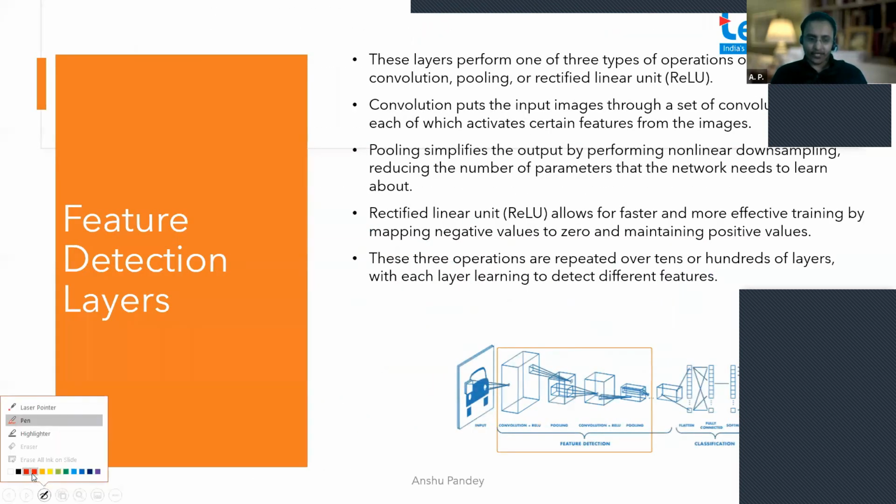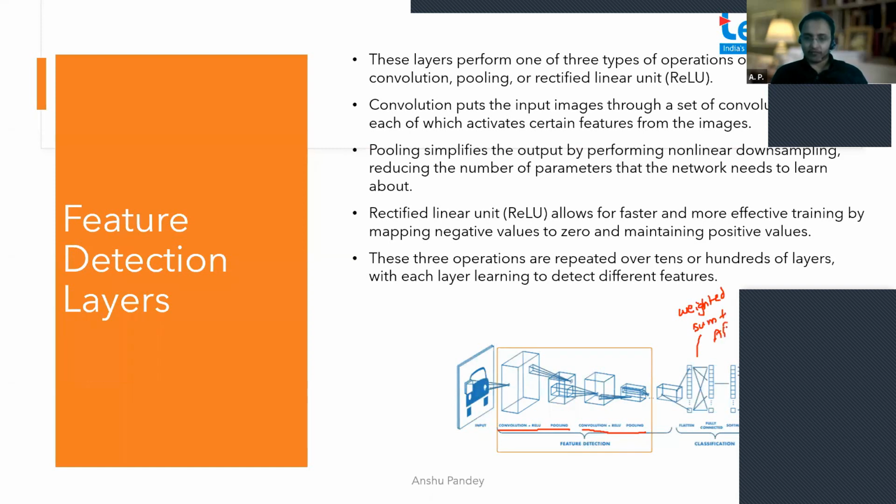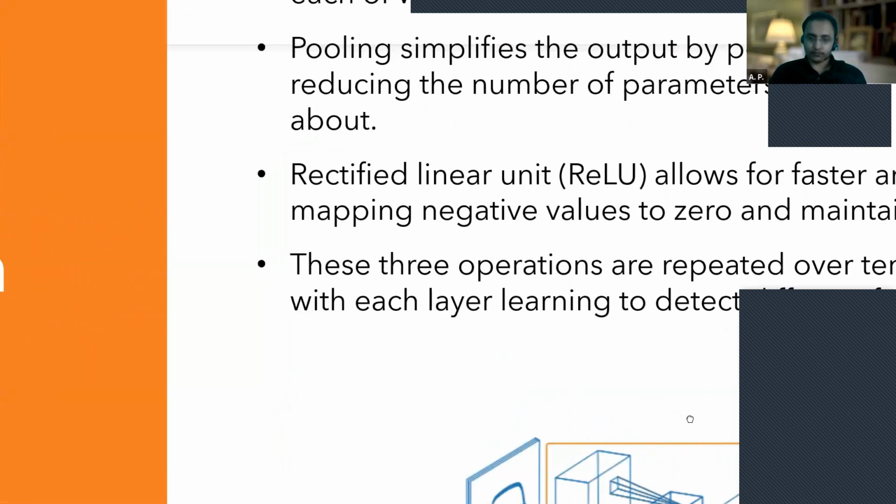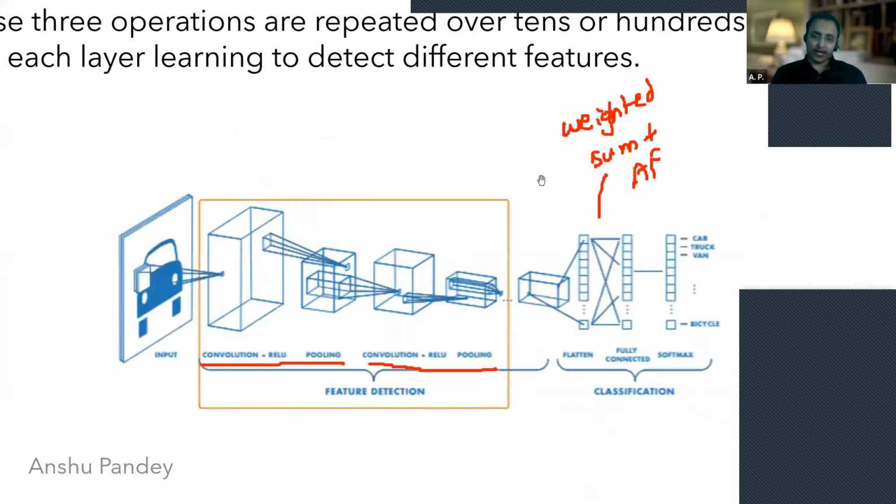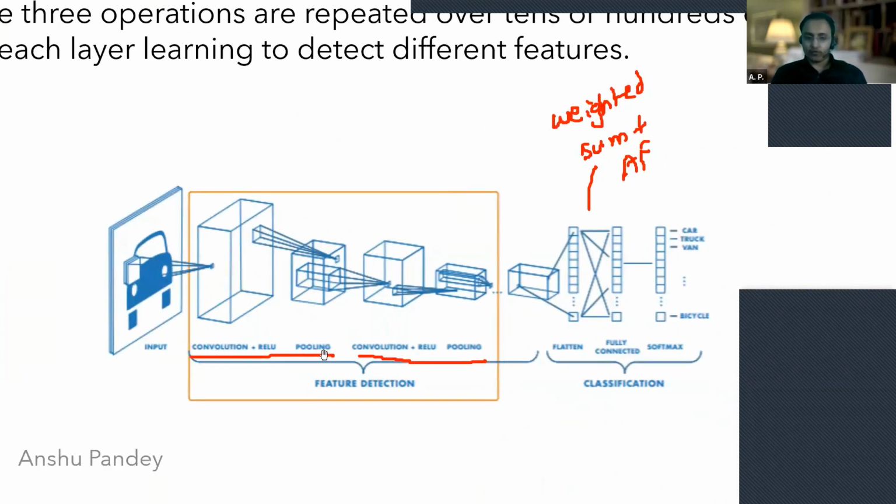In the feature detection segment, we have one unit of feature detection consisting of three steps, convolution, ReLU, pooling, and another unit consisting of the same steps, convolution, ReLU, pooling. These are the three important steps to understand. Then we have classification, where they simply do a weighted sum plus activation function, whereas the feature detection part does convolution, ReLU, pooling. So you can split a CNN into two segments. In classification, every neuron does a weighted sum and activation function.